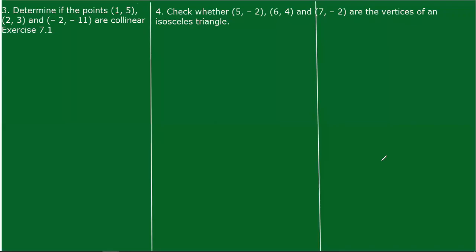Hi students, now we will solve the third one. Determine if the points (1, 5), (2, 3) and (-2, -11) are collinear.